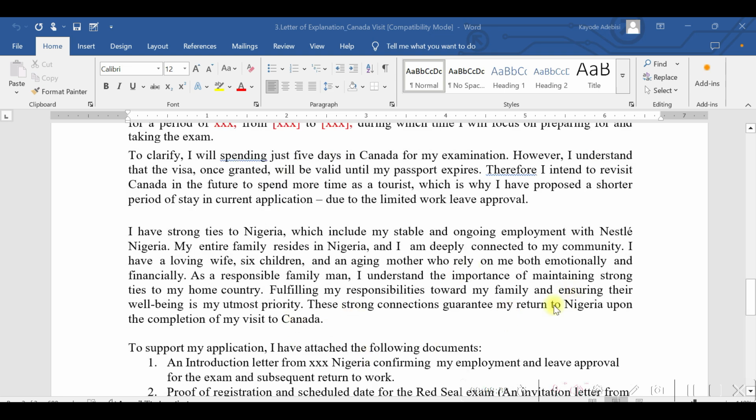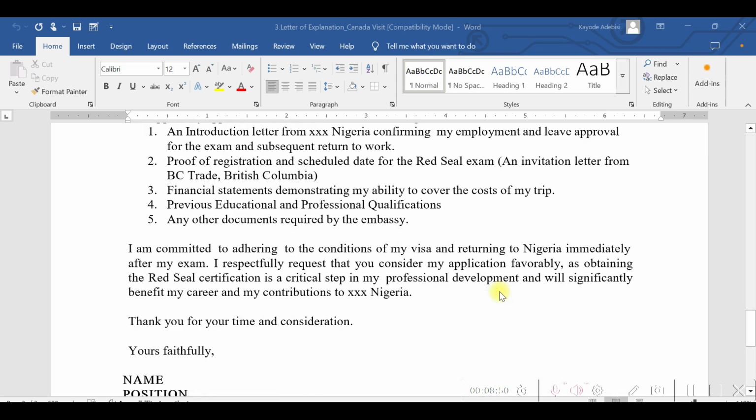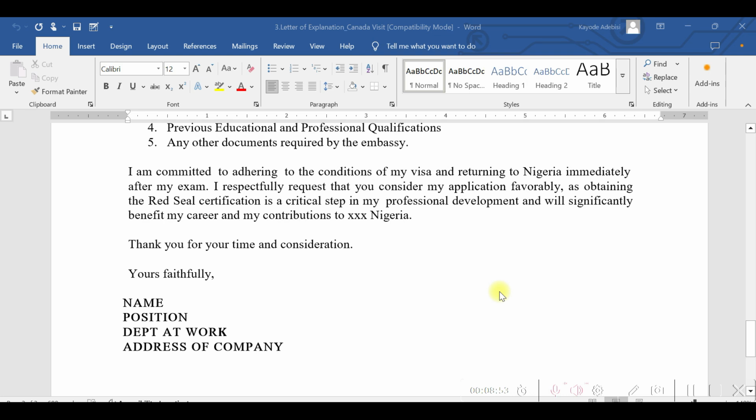And of course, he provided his socioeconomic situation in Nigeria, his family, and what have you, and gave a bit of summary of the documents he will be attaching to his application. And of course, he concluded. This is quite different from others. In the closing part, he put his name, his position, the department he works at, and the address of the company. Remember, this is more professionally inclined, so we had to do a bit of tweaking in terms of the process of addressing and all that. But then he got the visa, and he's also preparing to go to Canada.